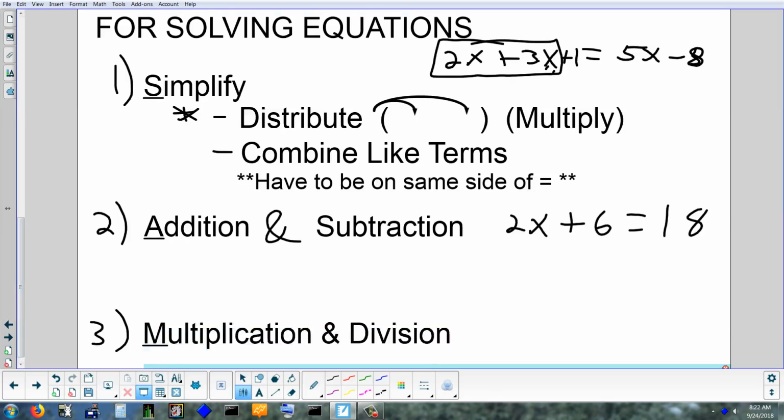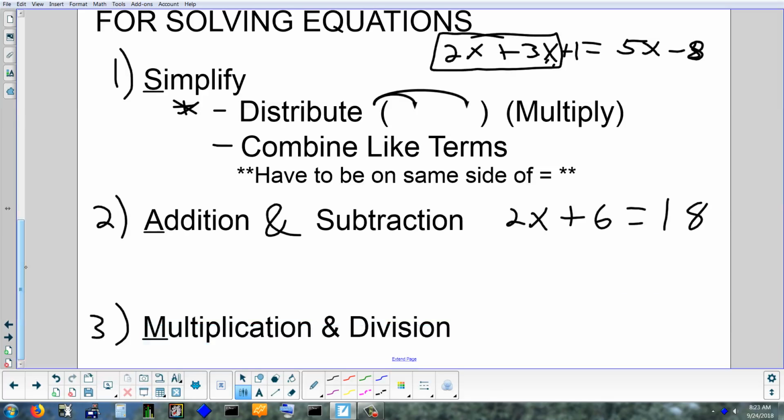And then the last step is multiplying and dividing. And for that step 2, addition and subtraction, you may have to do it more than once, like if you have variables on both sides, or numbers on both sides, like the last example in the warm-up.